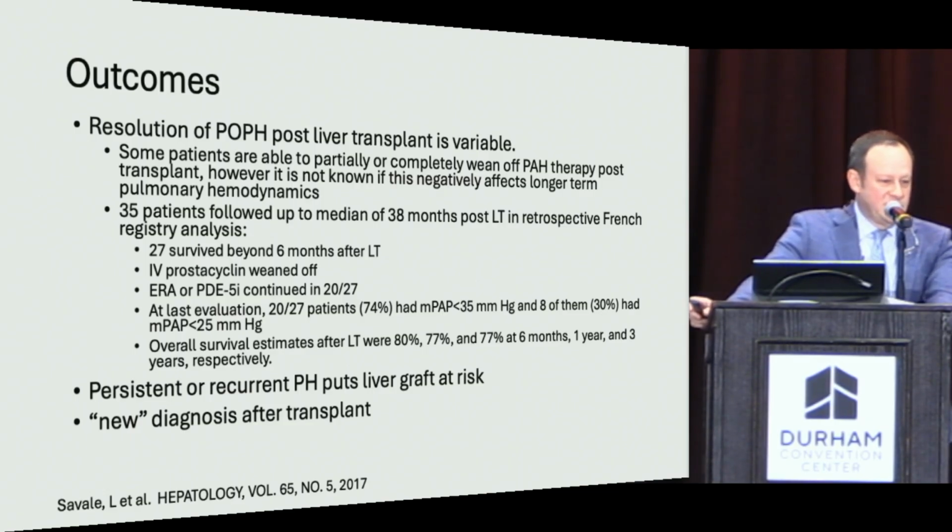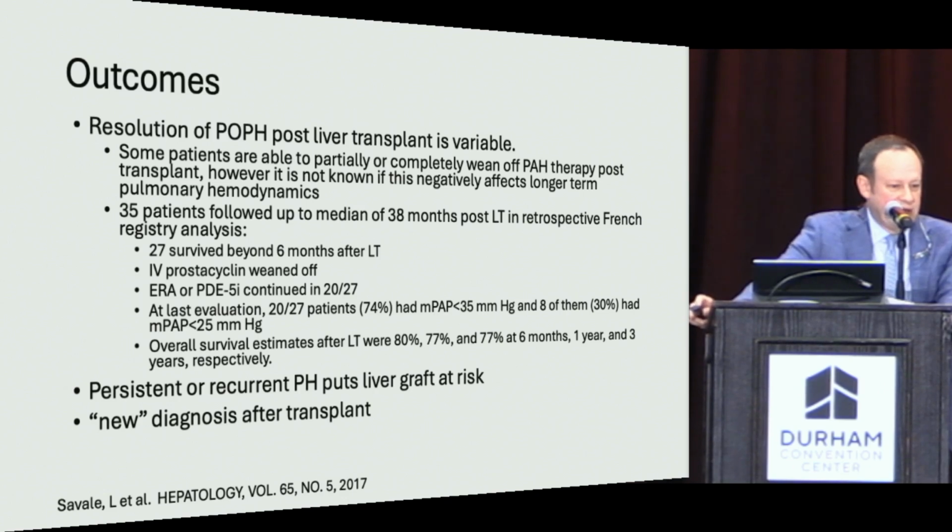And what they showed was 27 survived beyond 6 months after the transplant. IV prostacyclin was able to be weaned off. In 20 of them, there was continuation of ERA and PDE5 inhibitor therapy. And at the last evaluation, 20 of the 27 patients had a mean PA pressure of less than 35, and 8 of them actually had a mean PA of less than 25. And the overall survival estimates, you can see there, were 80%, 77, and 77% at 6 months, 1 year, and 3 years.